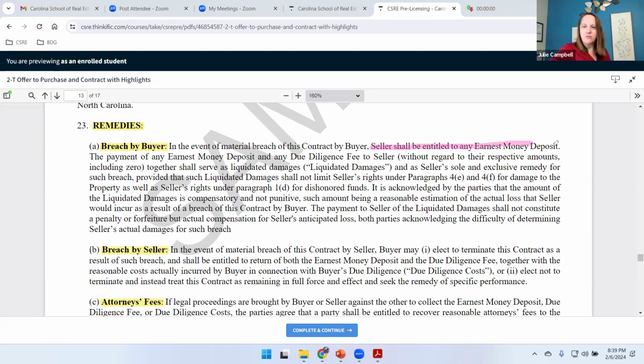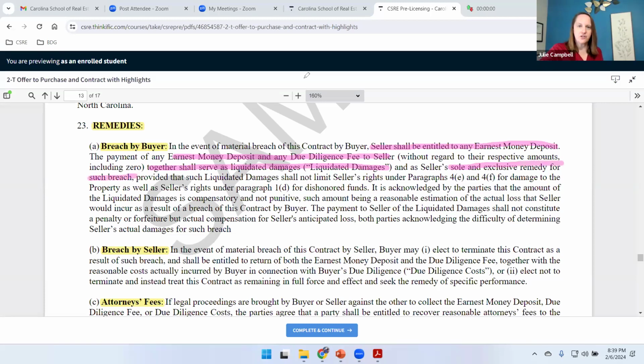Sellers shall be entitled to the earnest money deposit. The payment of the earnest money deposit and any due diligence fee together serve as the seller's liquidated damages. These are money damages that we agree to at the time of contract formation. So that due diligence fee was negotiated and agreed to. The earnest money deposit was negotiated and agreed to. Together, they serve as the seller's liquidated damages and as the seller's sole and exclusive remedy for the buyer breaching.